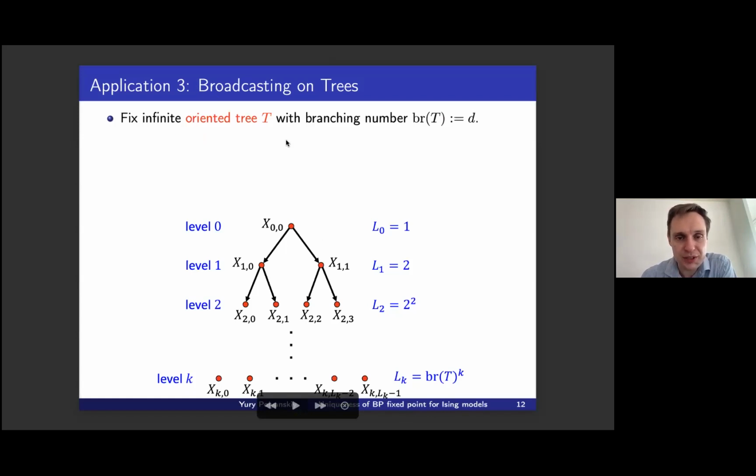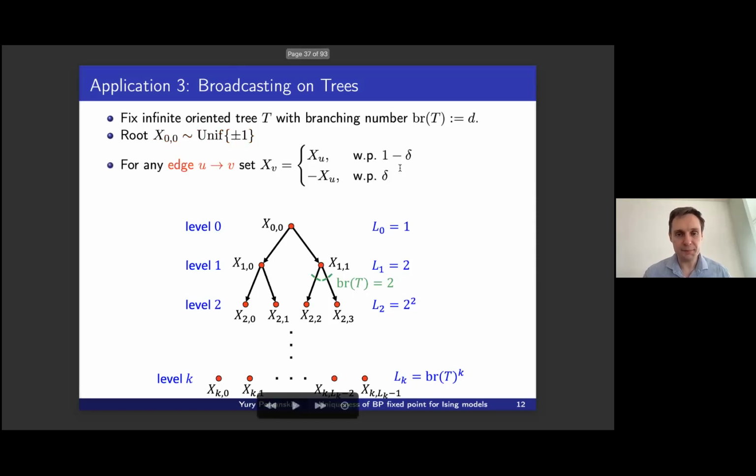Here is application 3. Let's fix an infinite oriented tree, say a binary tree, and in general a d-ary tree, so every vertex has d offspring. Let's sample the root uniformly from plus or minus 1. So I build this infinite tree and populate the root with a plus or minus 1 variable. Now I propagate this label across an edge in a noisy fashion: when the label travels through the edge, it gets flipped to the opposite sign with probability delta. That's why it's broadcasting, but across a noisy tree.